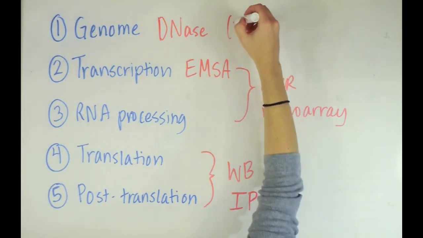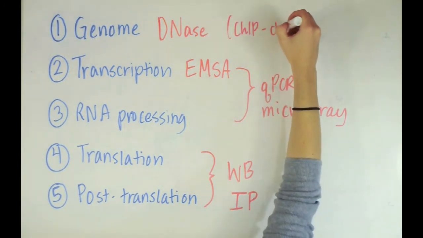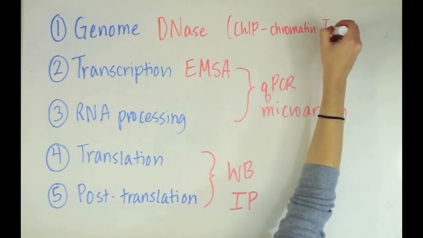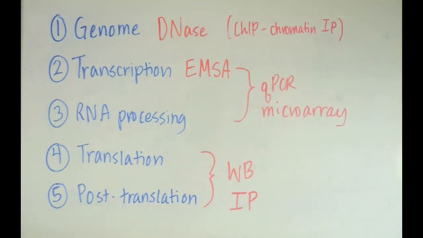Circling back again, a variation of IP is called ChIP, or chromatin IP, and can be used to investigate histone and DNA interactions.